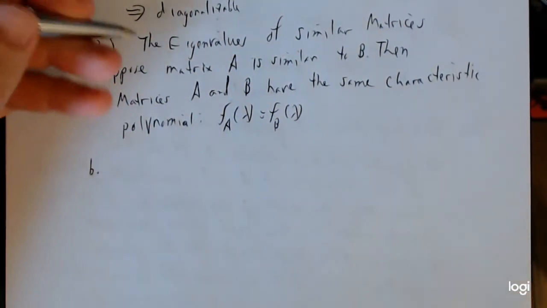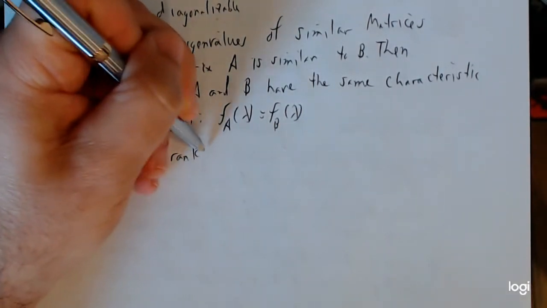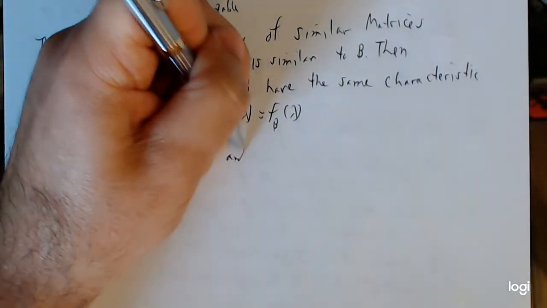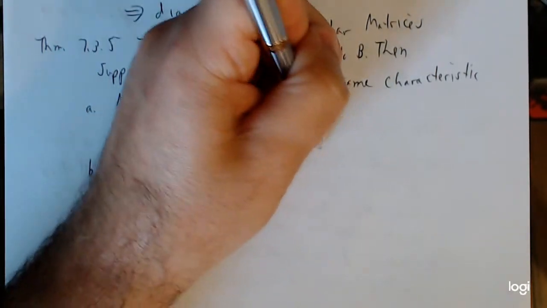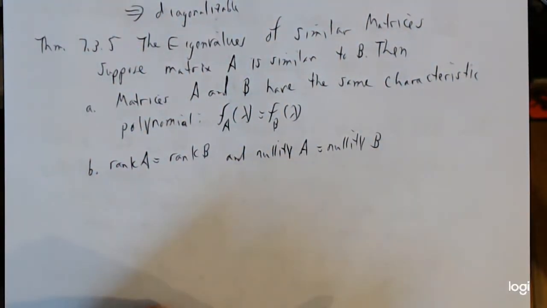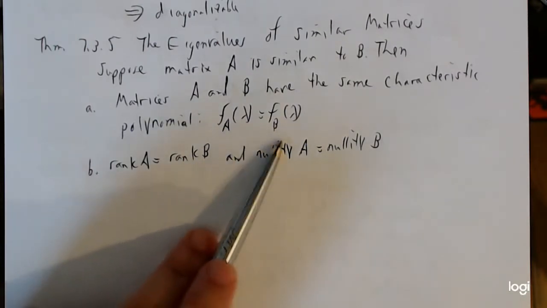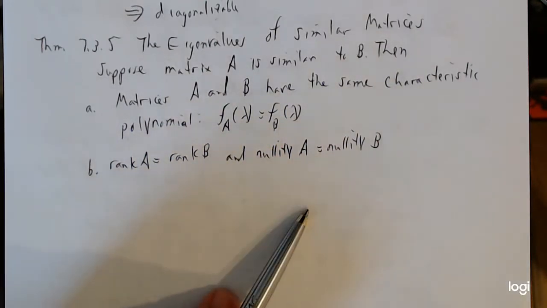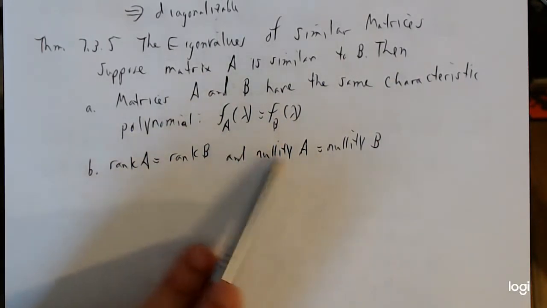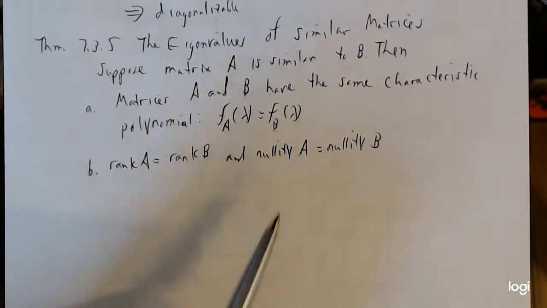And then the rank of A would equal the rank of B, and the nullity of A would equal the nullity of B. And all this ties down to one another. We could see why their ranks would be the same, because if they have the same characteristic polynomials, then they're going to have the same eigenvalues, and in turn you'll have the same number of eigenvectors, so their dimensions, ranks and nullities will match up.